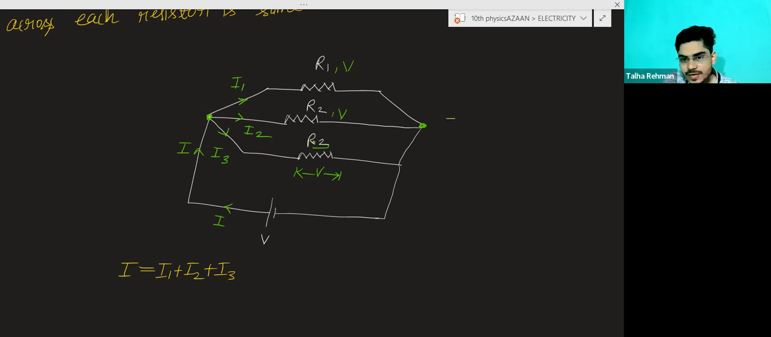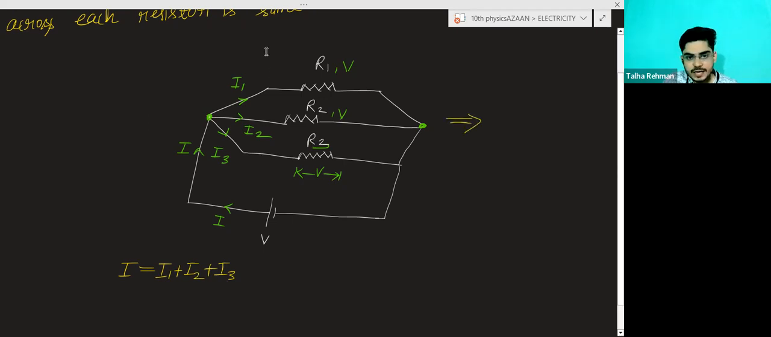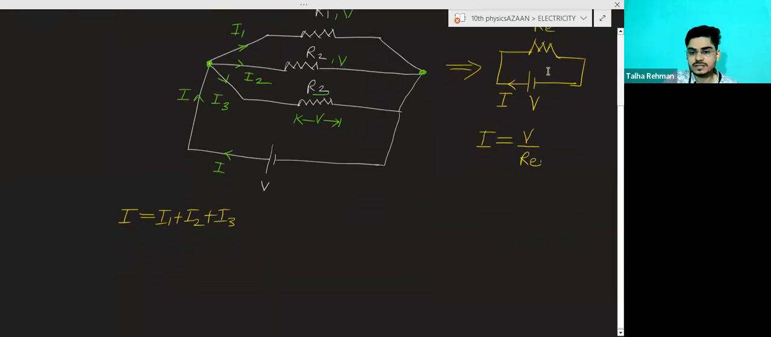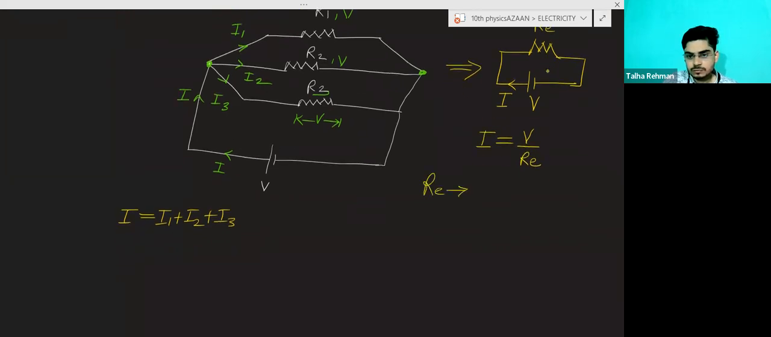Now the equivalent circuit of this circuit. Instead of these three resistances, I am connecting one equivalent resistance. That will be RE. And this is a cell of voltage V and current is I. So you can write from here I is equal to V divided by RE. RE is the equivalent resistance.